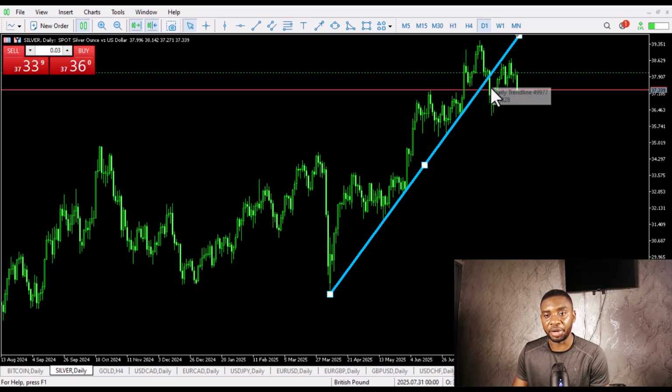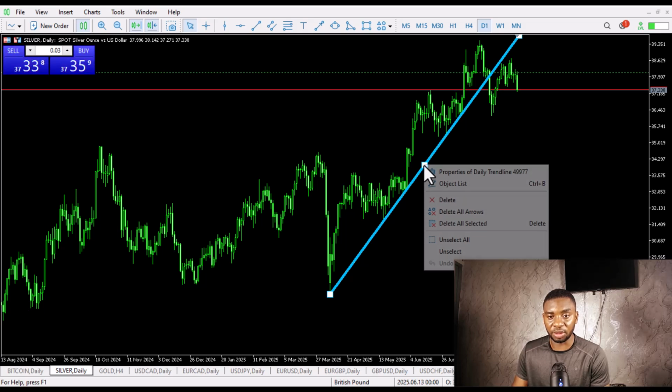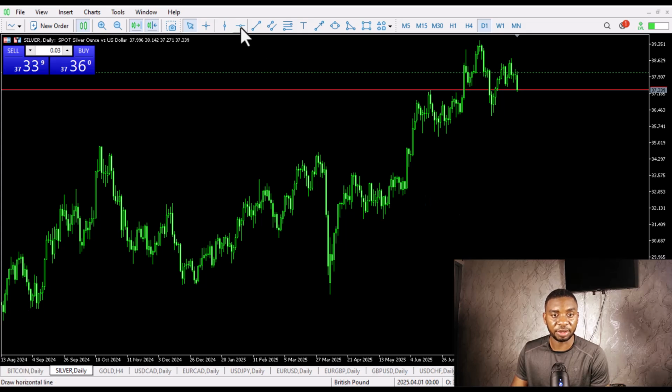So we have our breakout here, which was last month, and after that what happened? Price retraced, just as I was trying to explain to you in Bitcoin. Price retraced into this point, and here we are now. As it is, we have our breakout, but I'm not trading a trend line. This is what I'm actually trading. This is the pattern I'm trading.